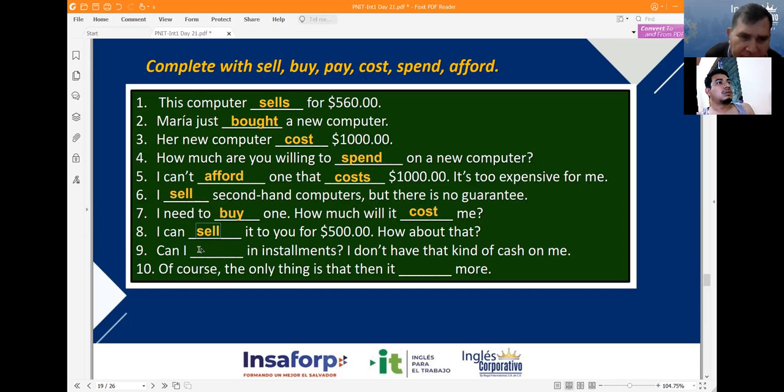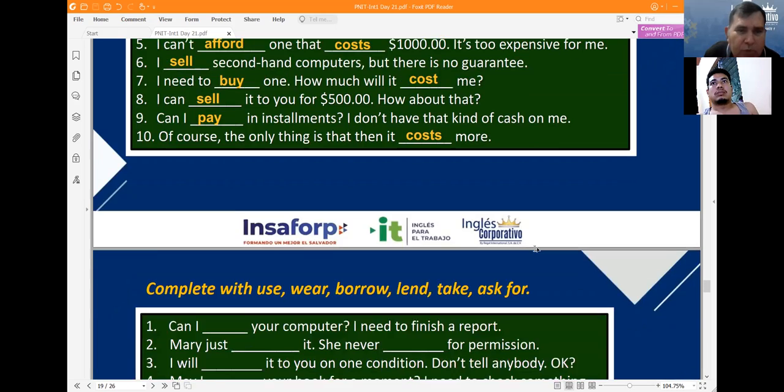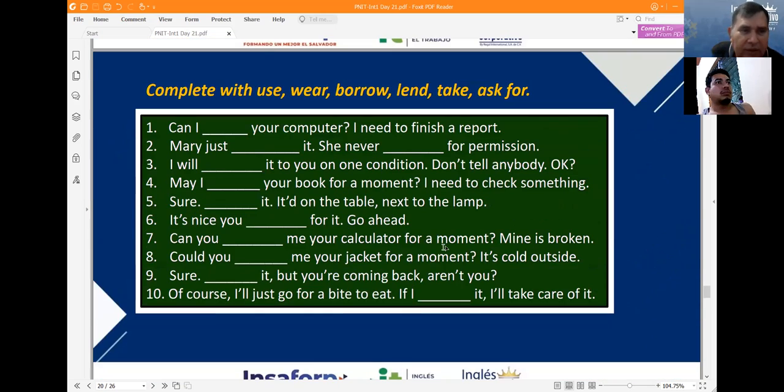Number nine. Can I pay in installments? I don't have the cash on me. Of course, the only thing is that then it costs more. Okie dokie. That would be number one. What about the next one?